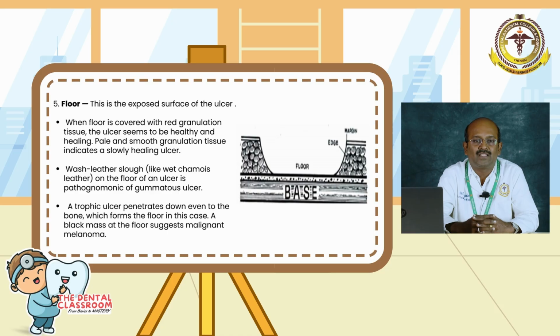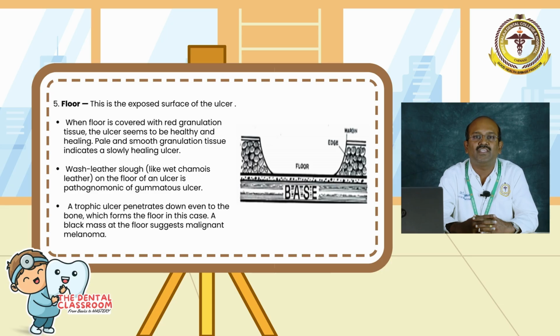Next is the floor of an ulcer. What you see on the ulcer is the floor of an ulcer. Generally, the floor of an ulcer will be covered with red granulation tissue in case of a healing ulcer, and pale granulation tissue you can see in a slowly healing ulcer.